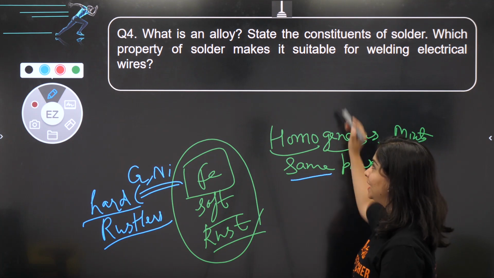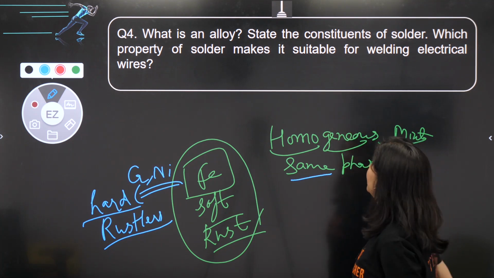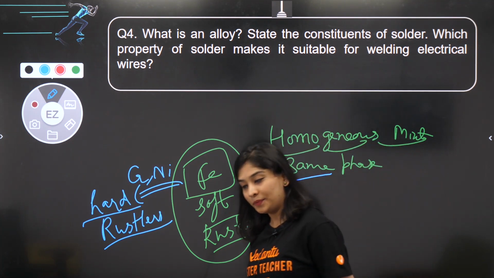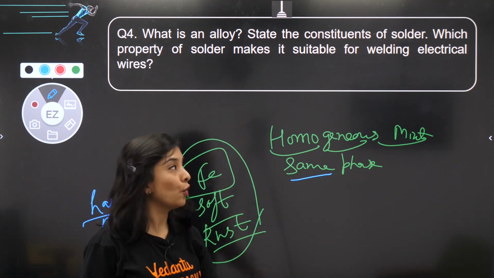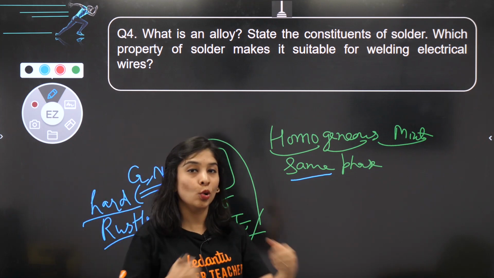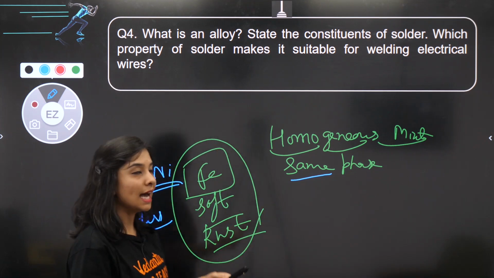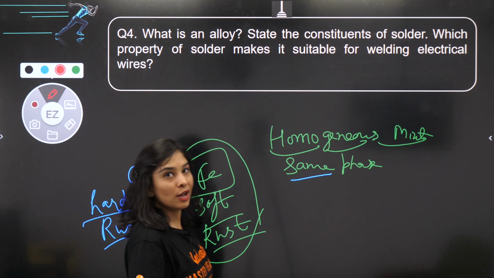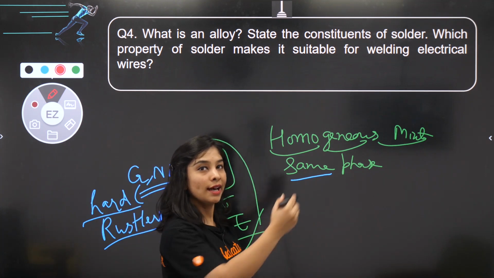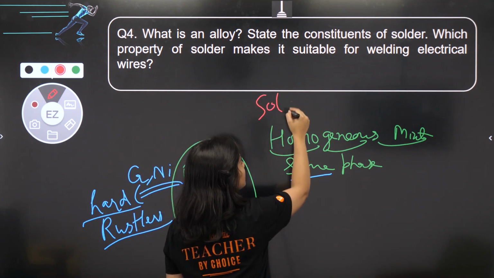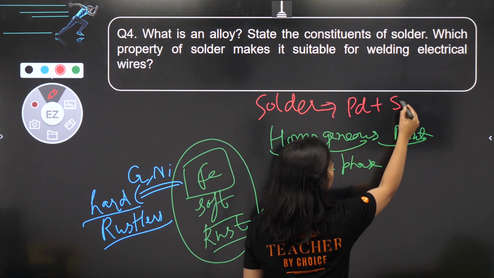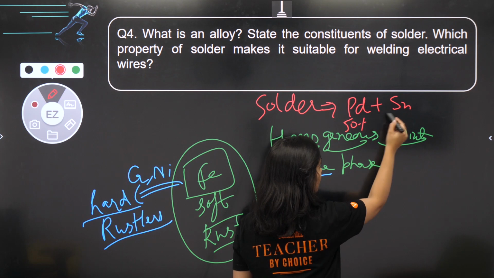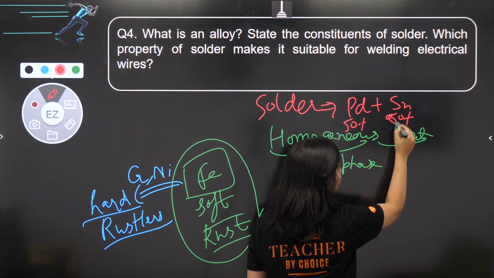And if I talk about here a particular example, tell me the constituent of solder, and why it is suitable for soldering of electrical wires. So क्या reason है? Waiting for your response. Tell me. Because solder is an alloy of lead and tin. Okay, 50-50%. थोड़ा सा change हो सकता है, no worries.